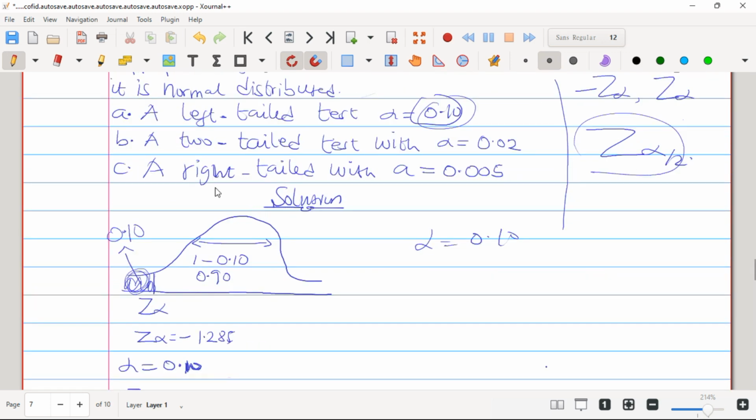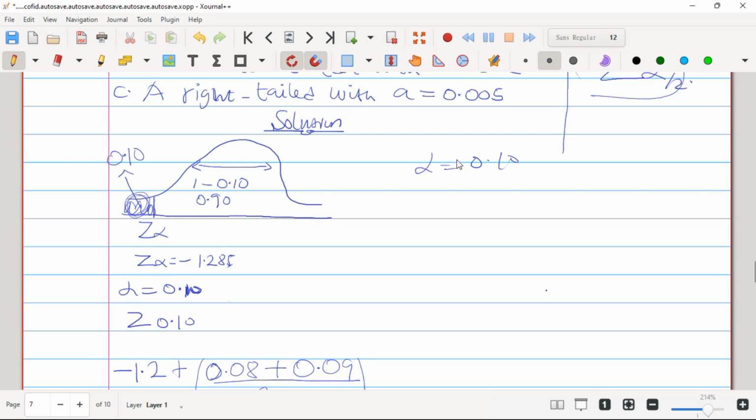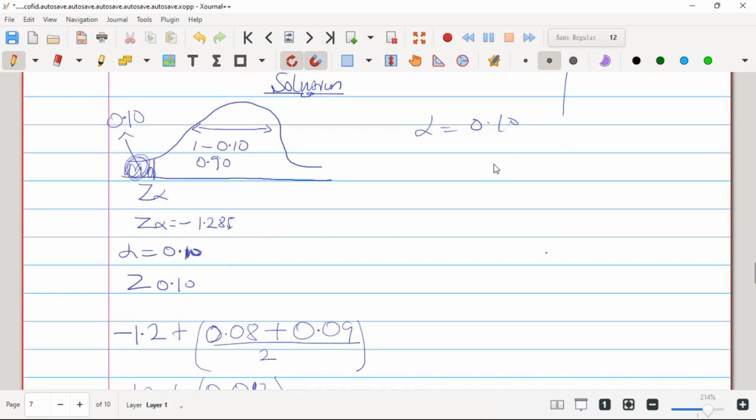So here our question A is just a left tail test when our alpha is given as 0.10. So if our alpha is given as 0.10, then we have to draw our diagram. Since it is a left tail test, it means that the critical value will be at the left section, right? So here we are going to draw the normal distribution nicely, and this one will be our critical region. That's negative z subscript alpha, right? And then all the region that you see here will be our alpha. So here we're going to have our alpha to be 0.10.